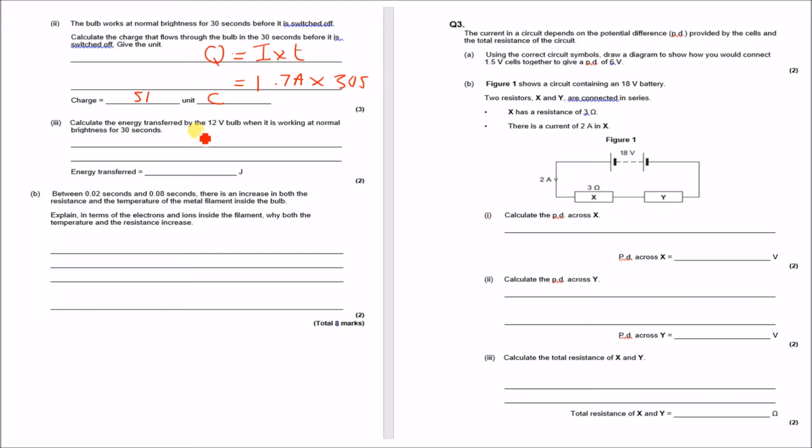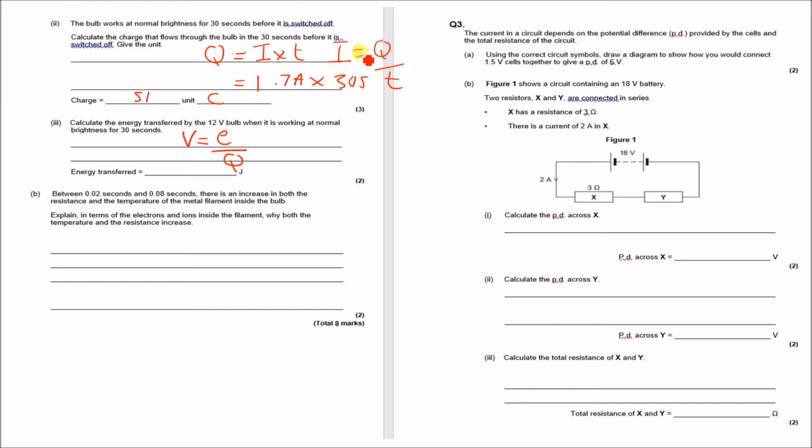Now calculate the energy transferred by the 12-volt bulb at this normal brightness. So voltage, or potential difference, is equal to the energy transferred, which is E, divided by Q, which is, as we just talked about, the unit for charge. So the definition for voltage is the energy transferred per unit of charge. That is what voltage actually means. Whereas current is the charge per given time, because if we rearrange this equation, I would be equal to Q divided by T.